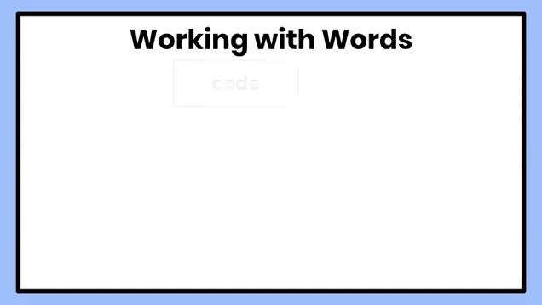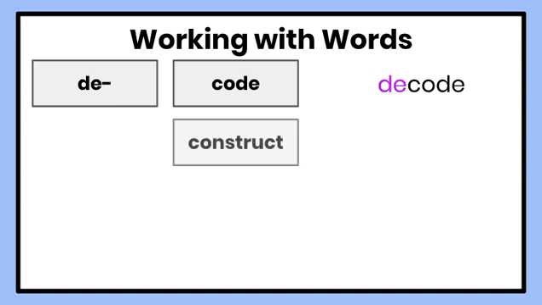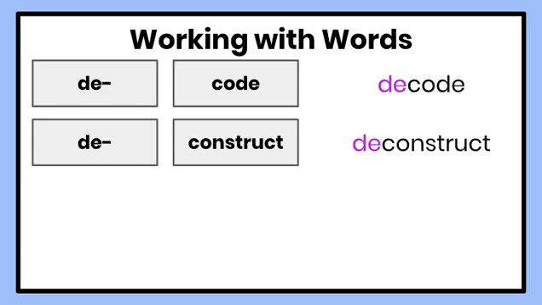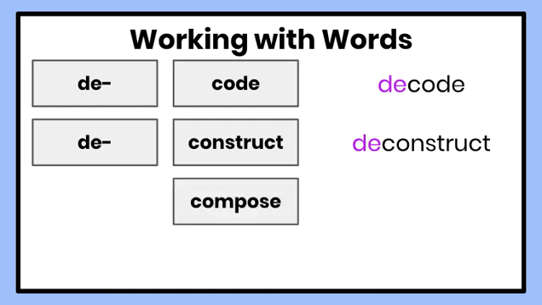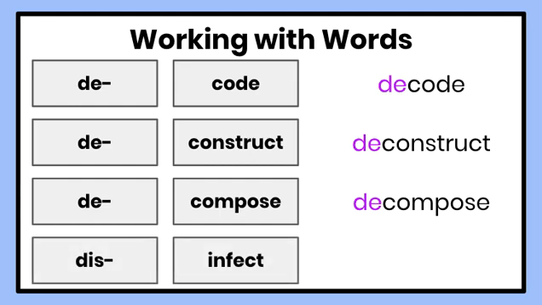Let's try some more examples. Code. This time I'm using our prefix D. D and code. Decode. Construct. Deconstruct, to not construct or to remove. Compose. Decompose. Infect and disinfect, to not be infected anymore.